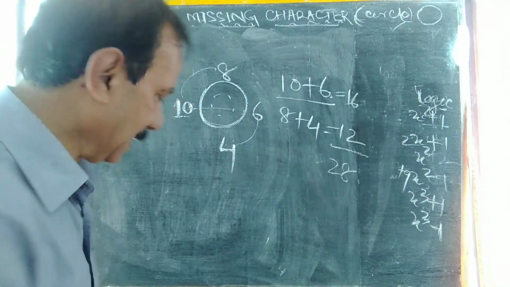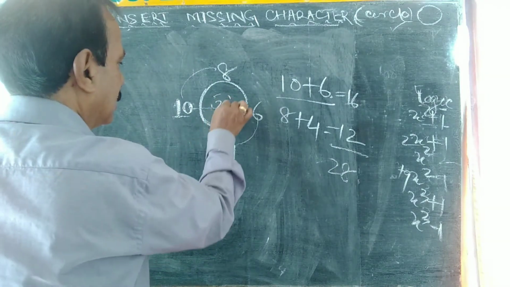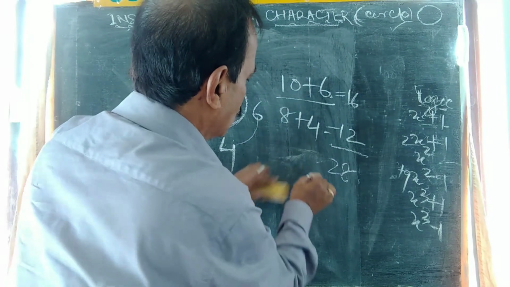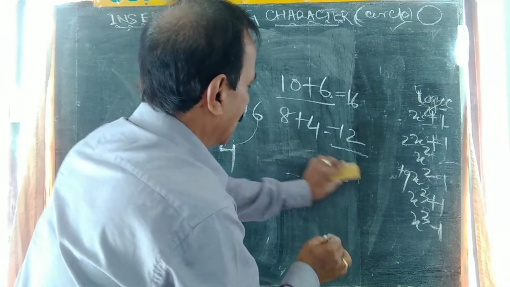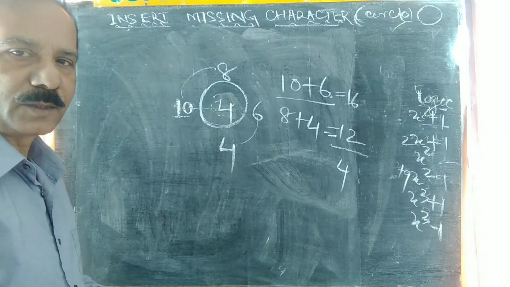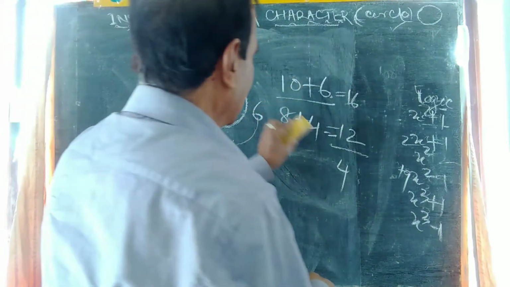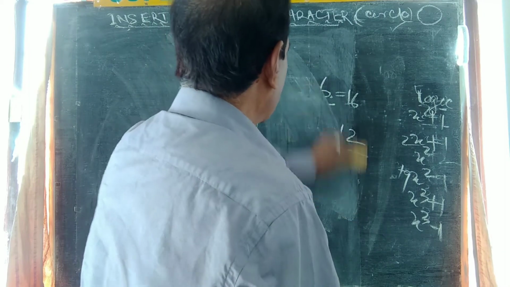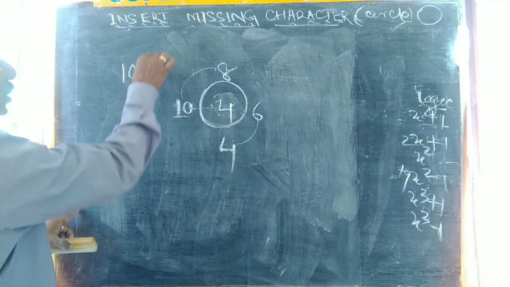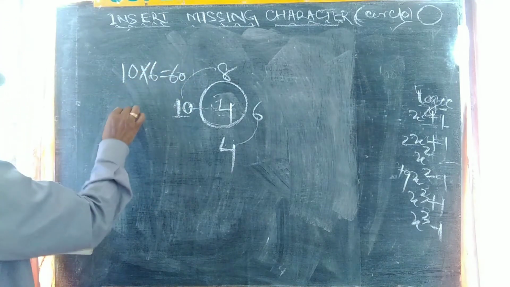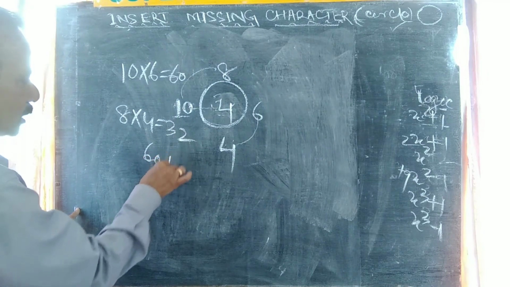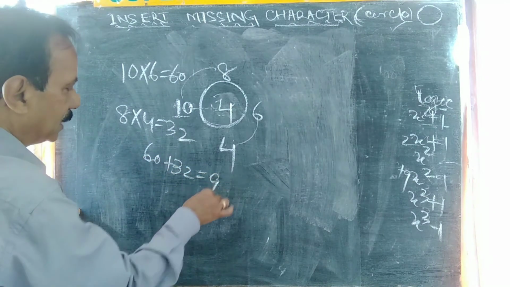So 28, the clue has come for 28. Suppose for A, B, C, D, suppose it became minus. What minus became? How much came, 4. Look, 4. The second question is made like this. If you get it, other questions you will get like this. Suppose 10 into 6, how much, 60. 8 into 4, how much, 32. So 60 plus 32, what will be, 92.